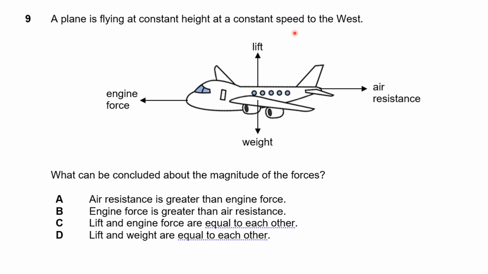Because there's no resultant force, that tells us that all the forces here are balanced, meaning that lift equals weight, and engine force equals air resistance. Looking at the options, be very careful not to confuse C and D, and the answer is D. Lift and weight are equal to each other, acting in opposite directions, which is why the resultant force is 0.